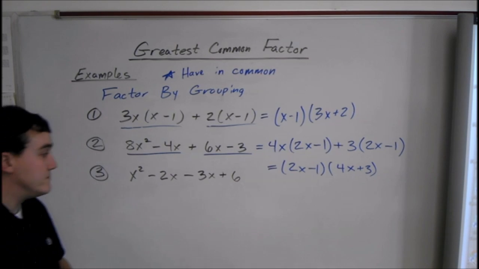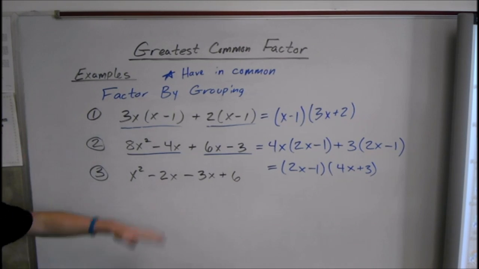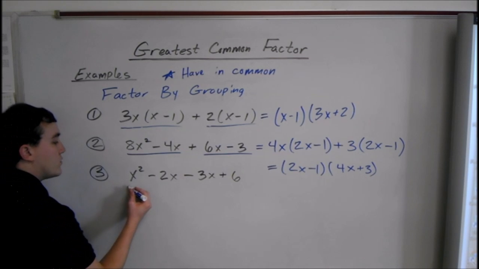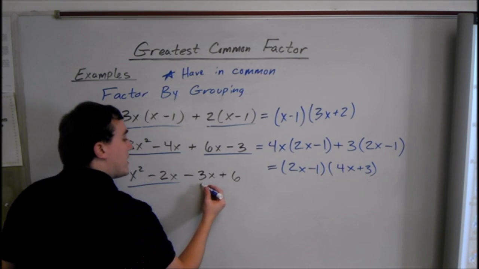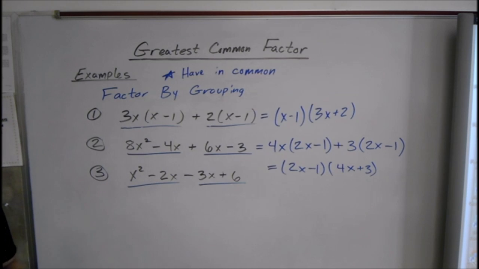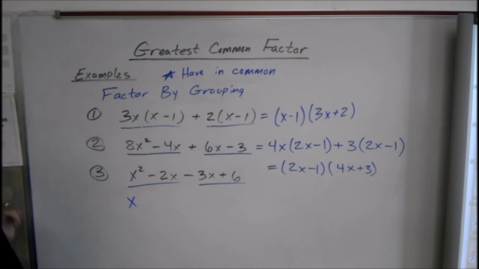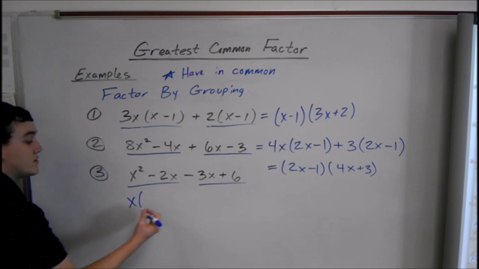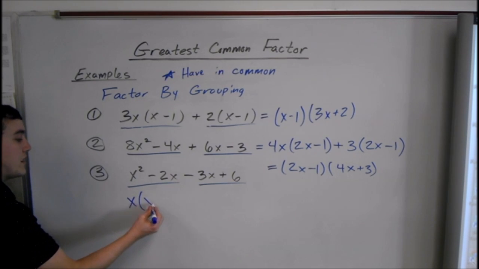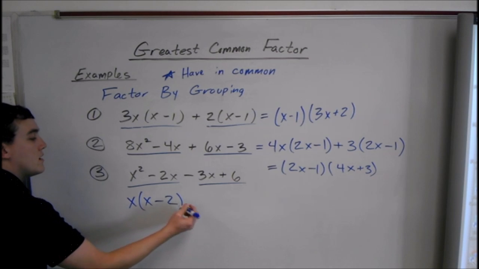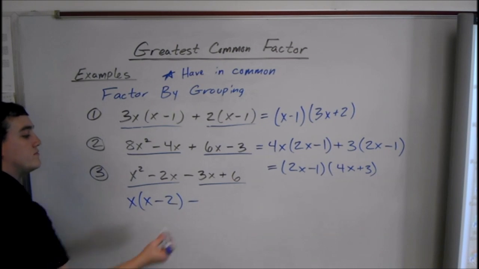So that's number 2. And the last one, I'll work downwards this time. We have x squared minus 2x minus 3x plus 6. Very similar to what we just did. We could take out an x out of this. And we have, if we take away 1x from each of those, x minus 2 left. Whatever that sign is, drops down.